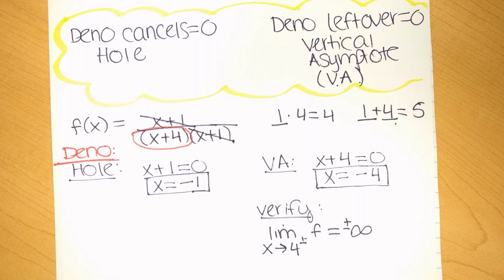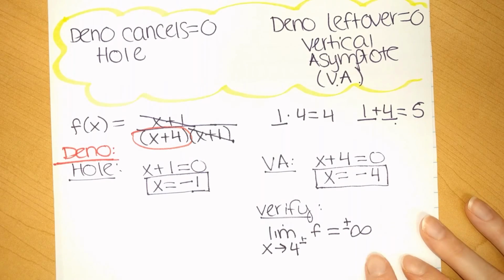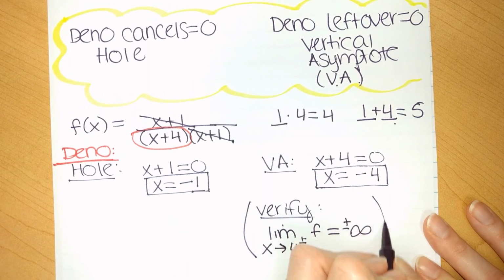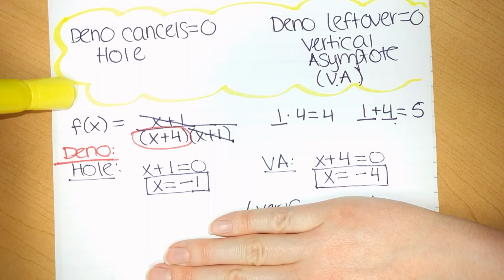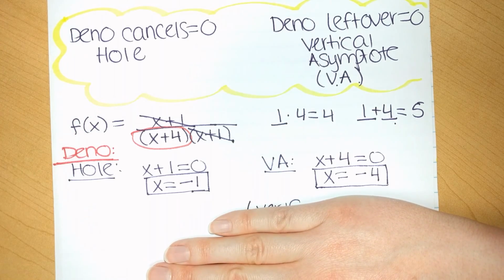So if you were to go through the motions of finding that limit, you would see that you have infinity or negative infinity. But again, that is just a parenthesis. You don't have to do that. What you really need to do is you just need to see what cancels, what doesn't cancel in the denominator, and that will tell you where you have a hole and a vertical asymptote.